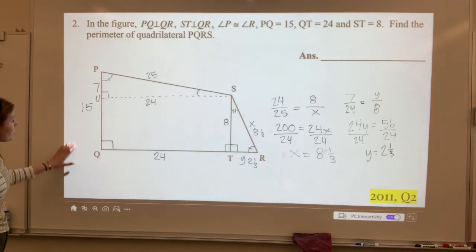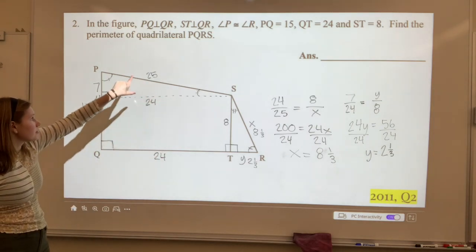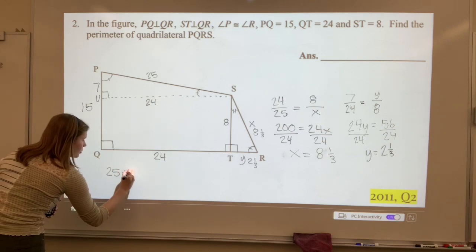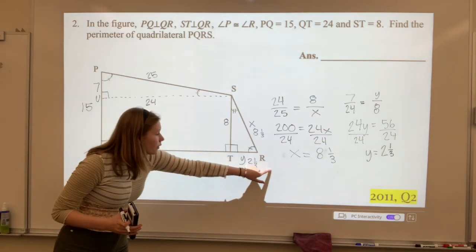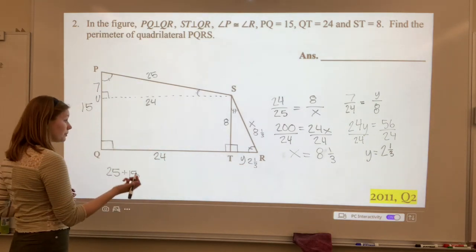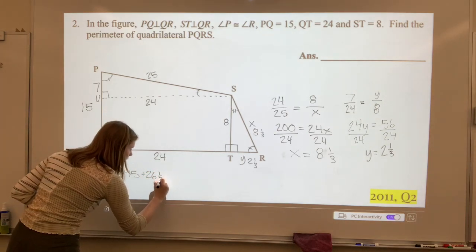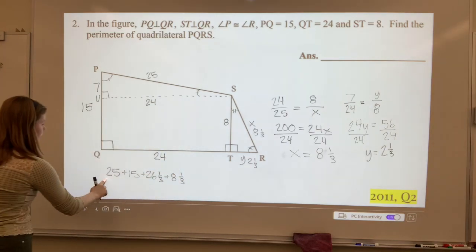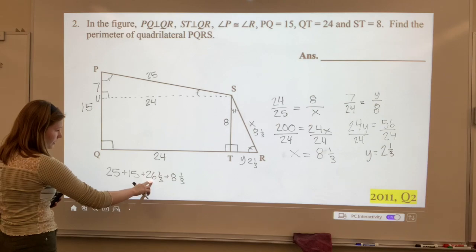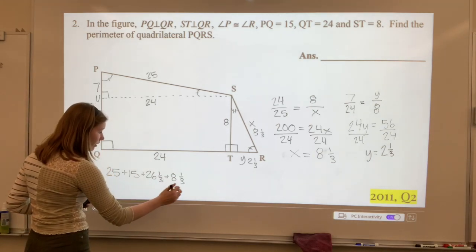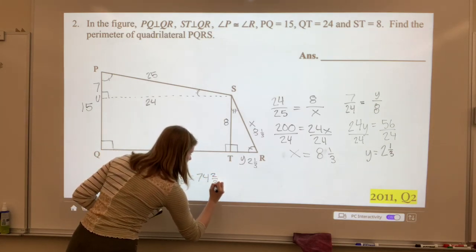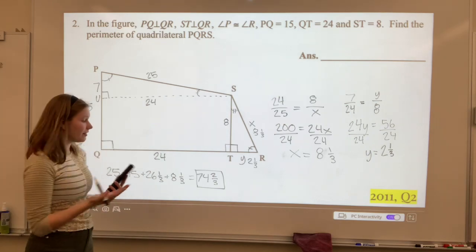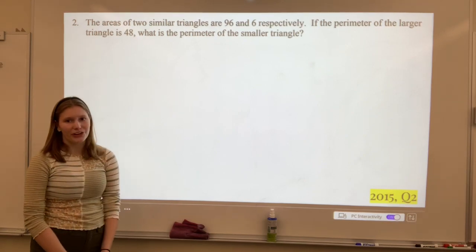So now we have all of the lengths that we need to find the perimeter of PQRS. So it's going to be this length, 25, plus this length, which is 15, plus this entire bottom length, which is not just 24, it's not just 2 1/3, it's going to be 26 1/3, plus this length, which is 8 1/3. 25 plus 15 is 40, plus 26 is 66, plus 8 is going to be 74, so we get 74 2/3. And again, you could write that as an improper fraction, a mixed number, or as a decimal, but there you have our answer.